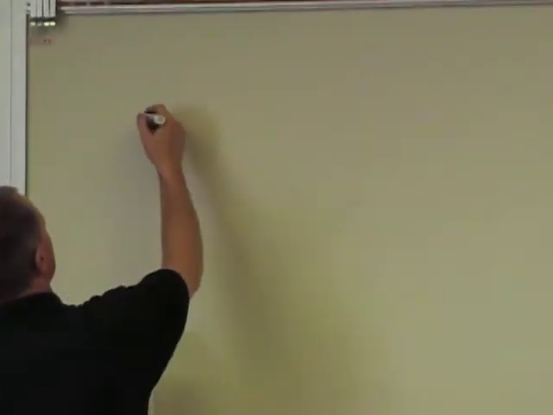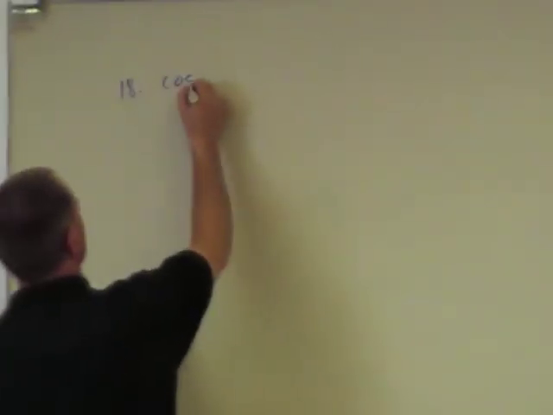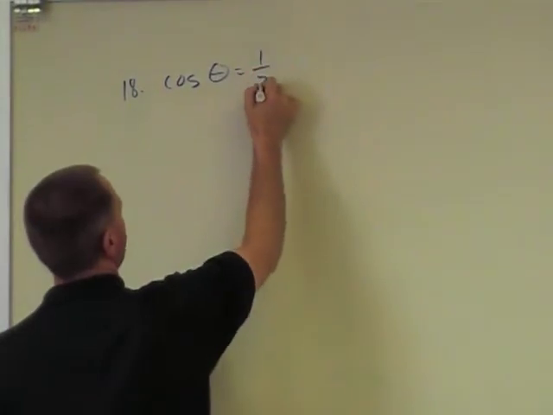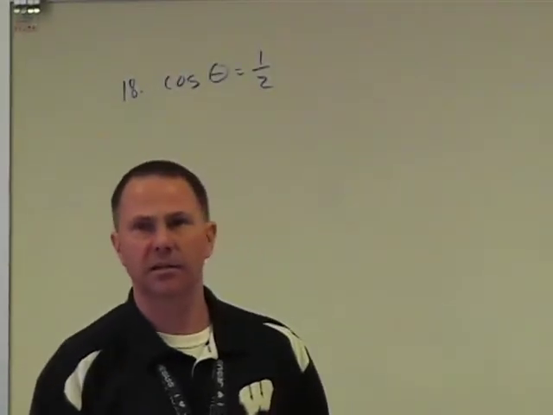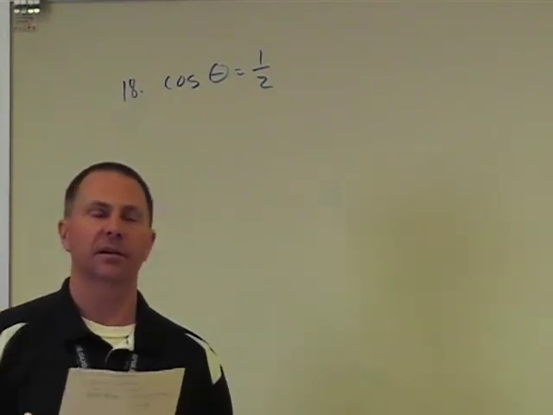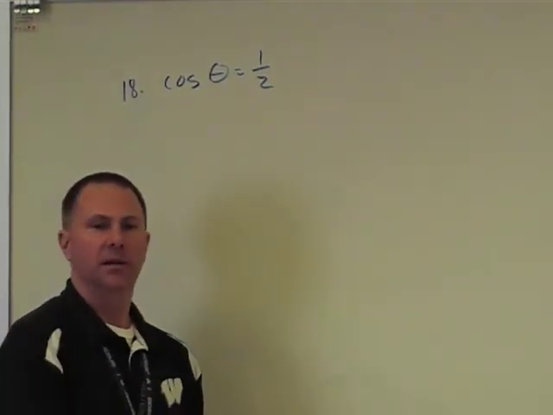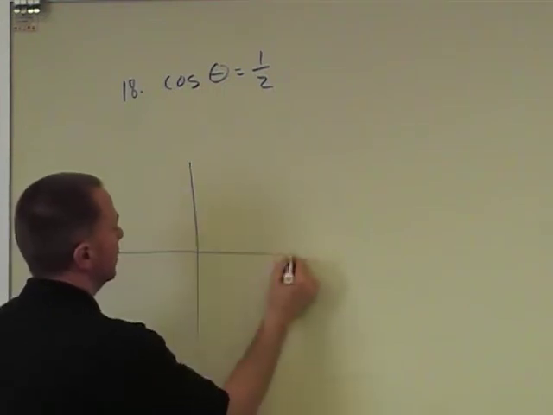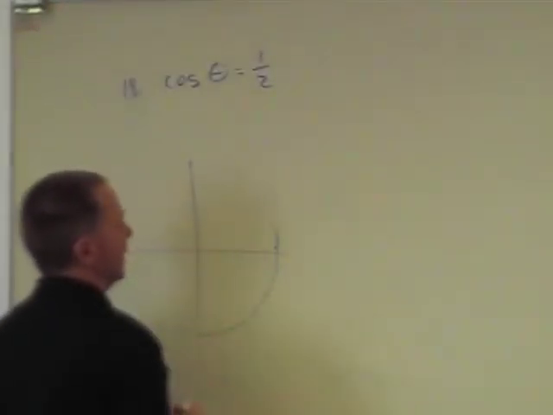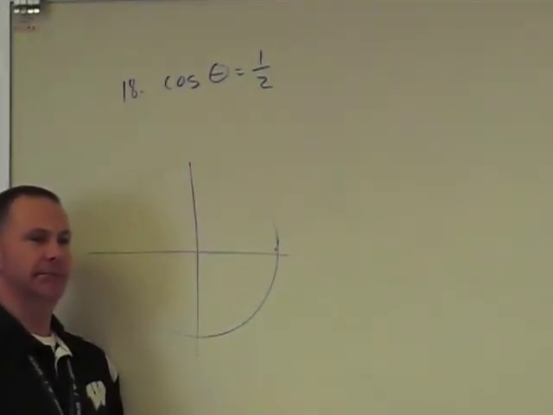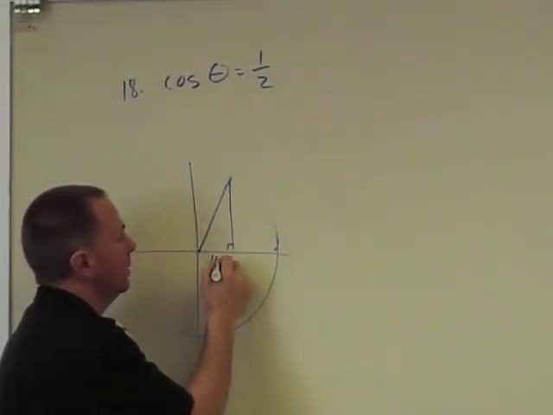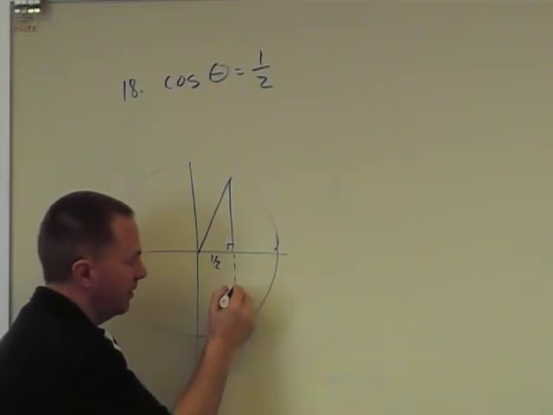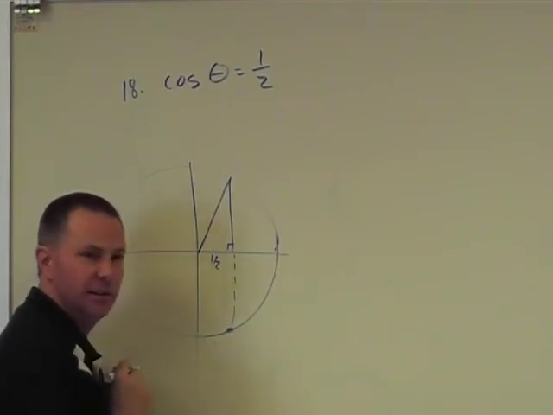So let's do this one. That's number 18. Now we're getting up there. Cosine of theta equals 1/2. In terms of pi, when is x 1/2? In terms of pi, on a unit circle, where's x 1/2? 60 degrees. It just happens we use the same one for this one. It's no big deal. 1/2. But it's also 1/2 right here, isn't it?